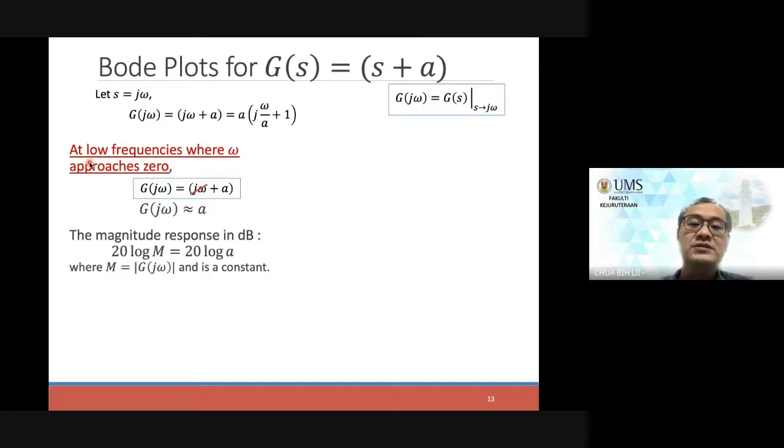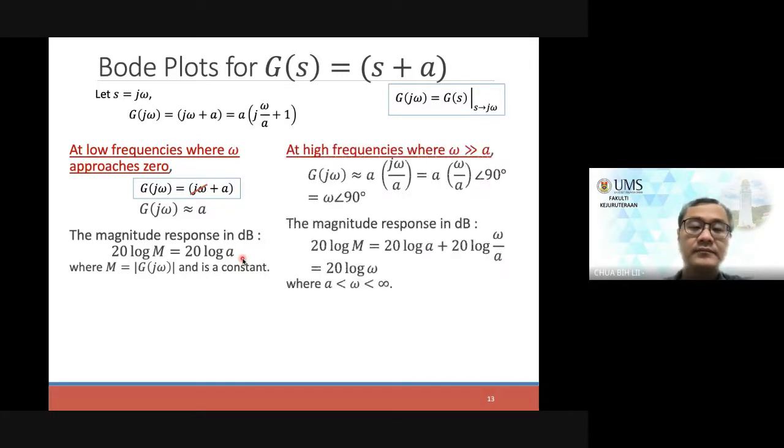Now we start to categorize them into low frequency and high frequency. At low frequency, the omega value is near to 0, meaning it doesn't oscillate. If this omega is near to 0, then this term becomes 0. Therefore, this G(j omega) is approximately A itself. So when we put it into our magnitude response in terms of dB, it becomes 20 log A, and it's a constant.